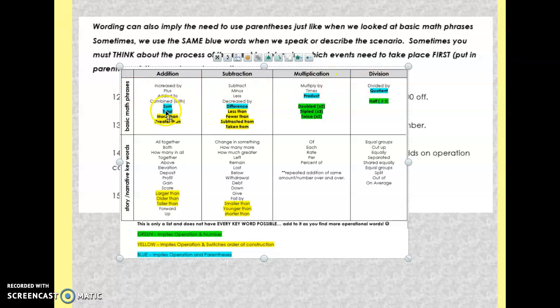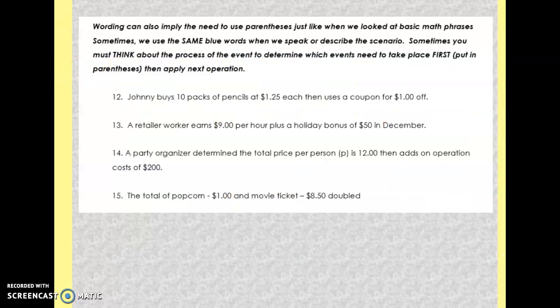So sometimes you're going to see these same blue words. We speak them. Total is very, very commonly spoke. You don't really hear people out there in the real world saying the word quotient. So sometimes that's something that we don't hear as often. So sometimes if you don't see one of those blue words, you have to kind of just think about the process of the event to determine which event needs to take place first. So let's go through some examples so you can kind of see what I mean.